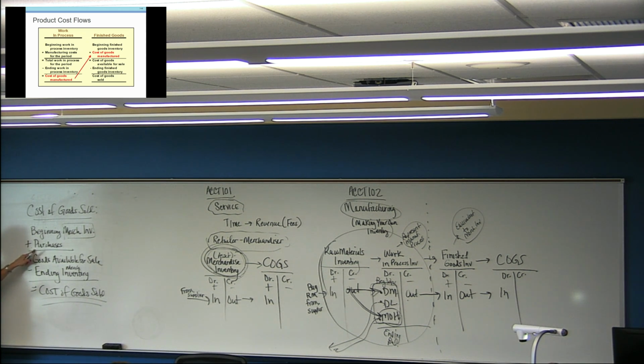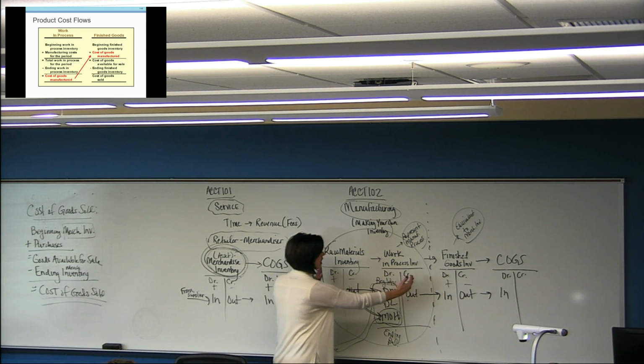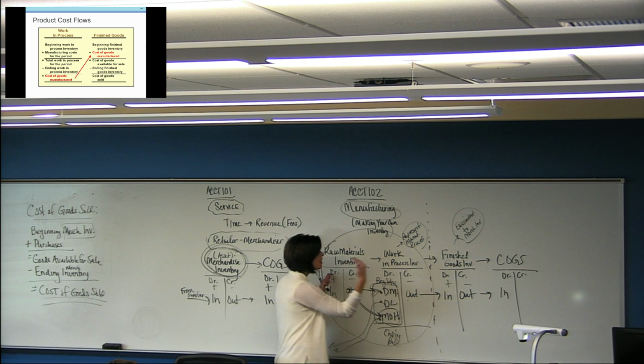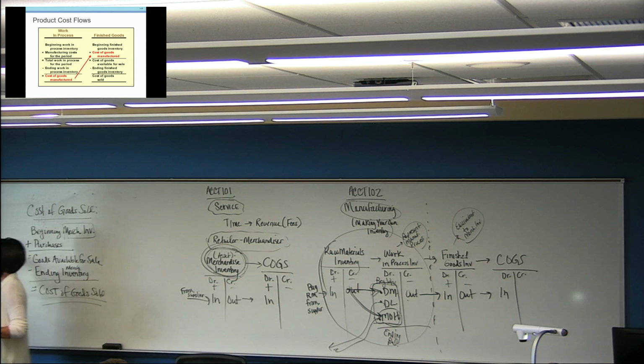Plus purchases. I didn't make my own goods if I'm a retailer or a merchandiser. If I'm a manufacturer, I made my own goods. That is called cost of goods manufactured, which is what we just figured out, right? See, this number here represents this process. Remember I told you we have costs associated with this process now that we didn't have before. So really when I get to here, it's the same spot that I'm starting at when I'm a retailer or a merchandiser. Gives me cost of goods available for sale.